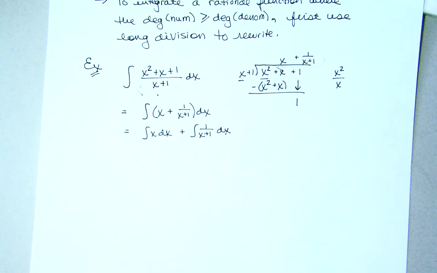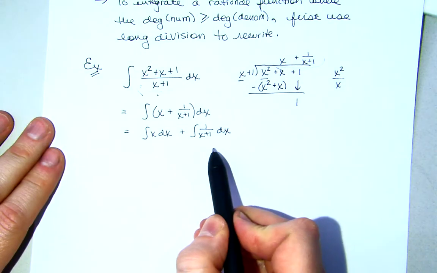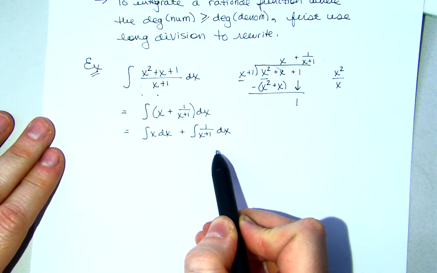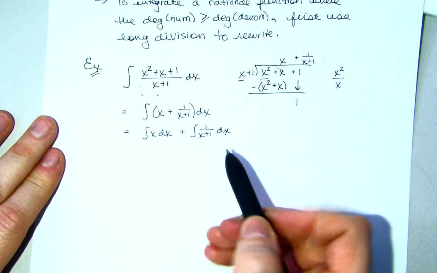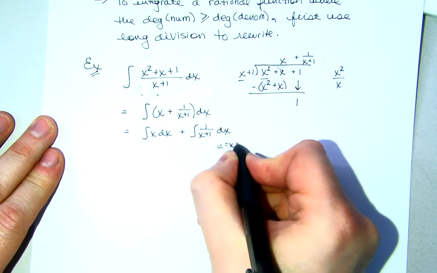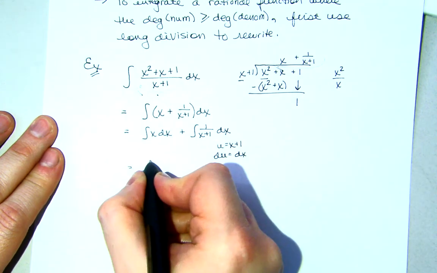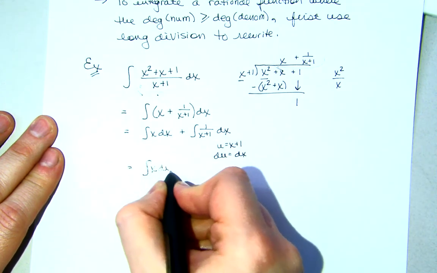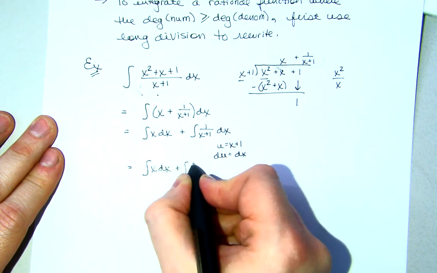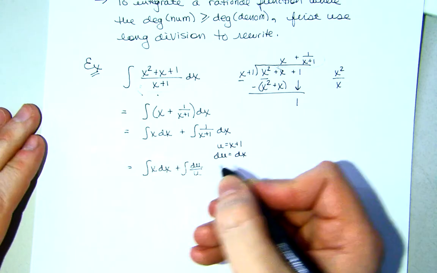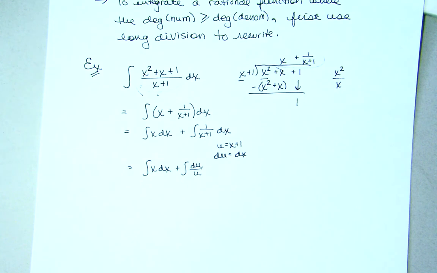First one will be easy. We'll deal with that in a moment. Second one, what's u? What's du? Do you have to do anything fancy to make it work? No. So u equals x plus 1, du equals dx. This problem is integrating x dx plus du over u, or 1 over u du. See if you can finish.